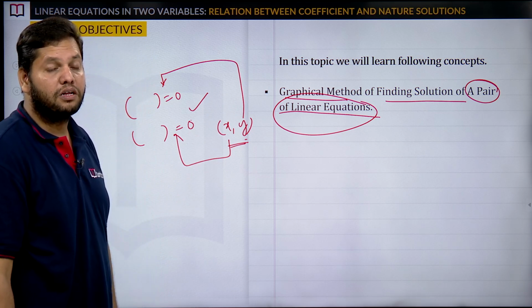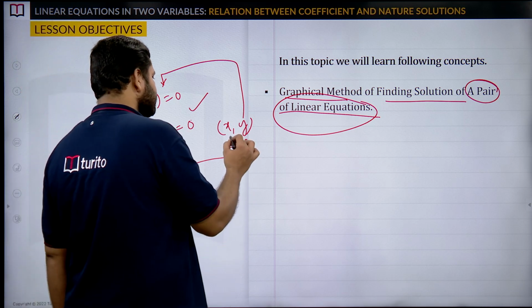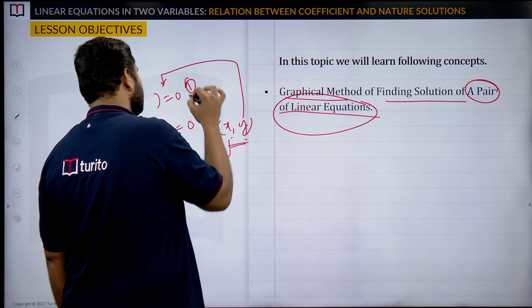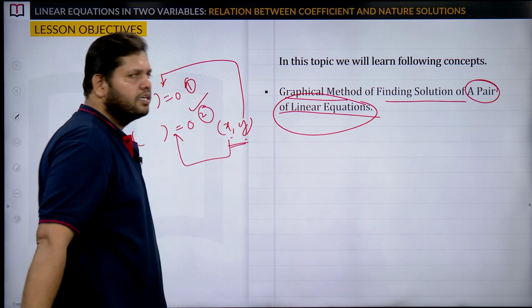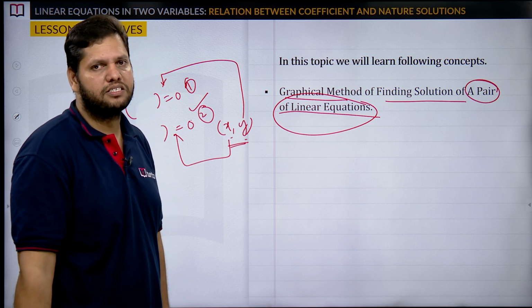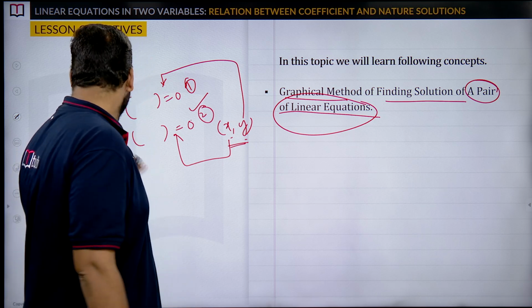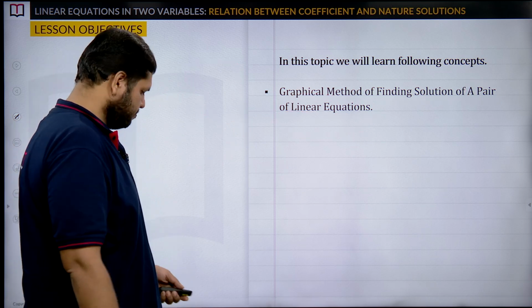We need to find the pair of x and y. So this pair of x and y will satisfy equation number 1 and equation number 2. So that is called the solution of a pair of linear equations in two variables. Like here I am taking a pair, not a single equation. I am taking the two equations. Okay. Now, children, let us see how we are going to do this.